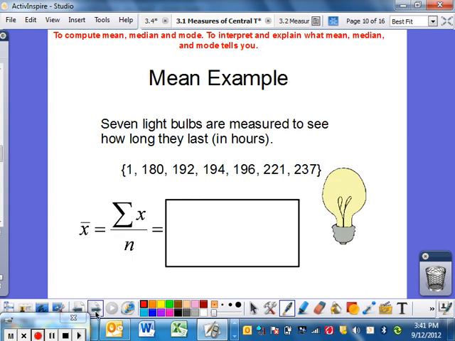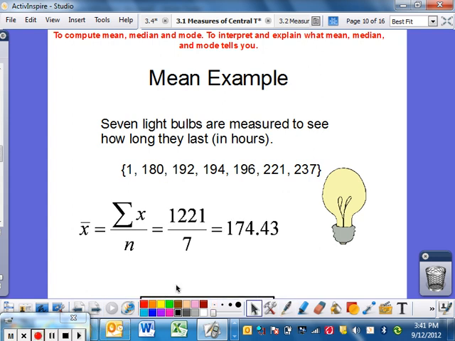So you guys hopefully by now know this. 7 light bulbs are measured to see how long they last. So if you have one and all these other ones, how would you find the mean? You just add them up. So if you add up those numbers and divide by 7, you get 174.43. And you actually write that down.